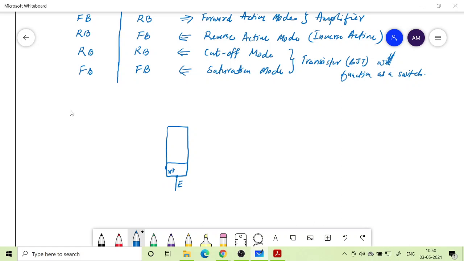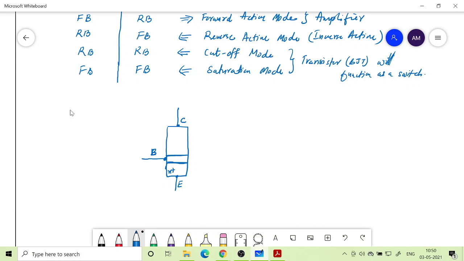And the next thing that I want to say is that the width of the base region is going to be small. This is another important factor for making a good transistor. We will see why. Okay, so these are the three terminals. So we want to make the emitter base, sorry, this is our base.